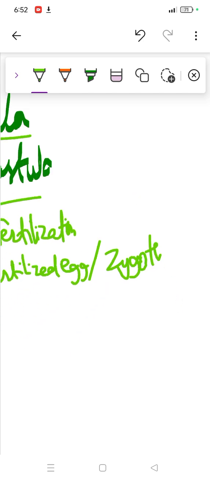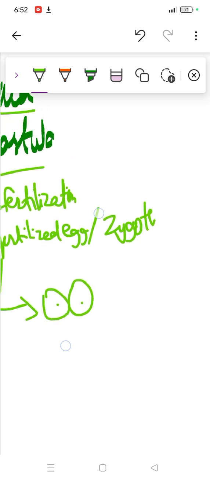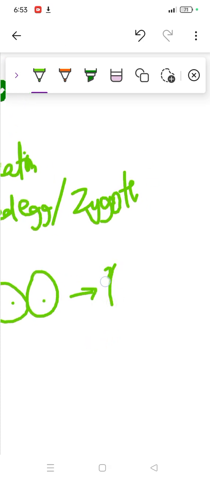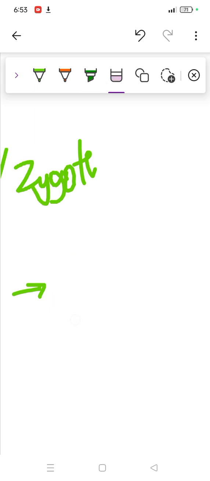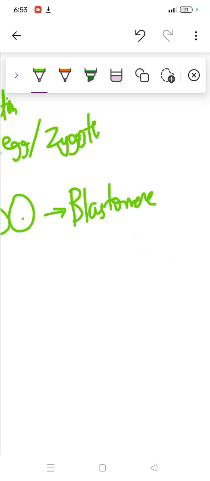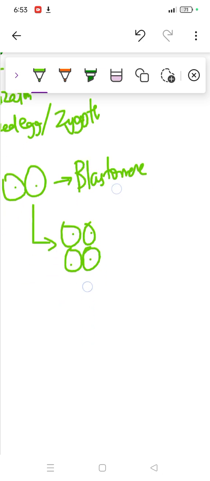When the zygote is formed, we go to another part, which is dividing. That's called mitosis or the cleavage process, and simply we consider these as blastomeres. That's called a blastomere. Then after this, we have a four-cell structure, which doesn't have any particular name. It's simply blastomeres combining and forming another structure.